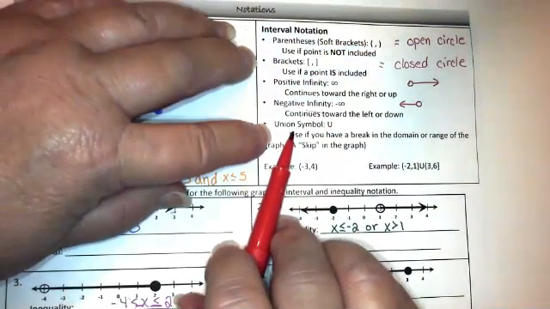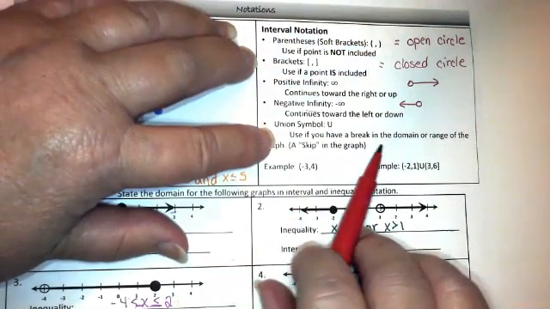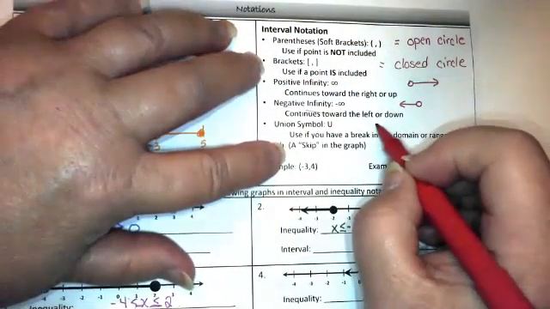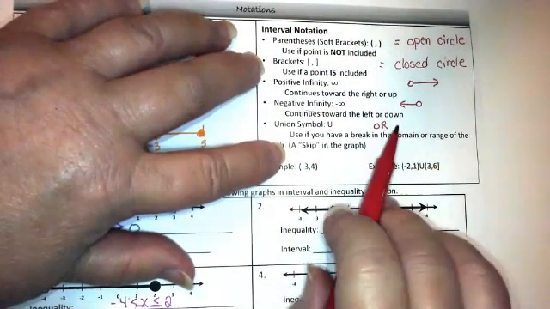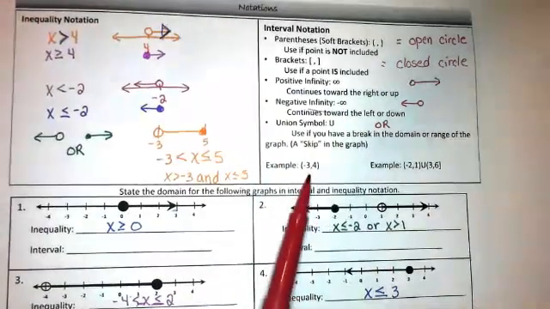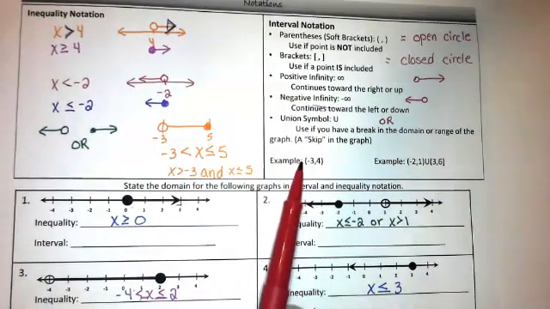The union symbol is used if you have to break up the domain and range, a skip in the graph. This is if you had to put an "or," you would use that U symbol. So here's some examples of what inequality, or interval notation, would look like.